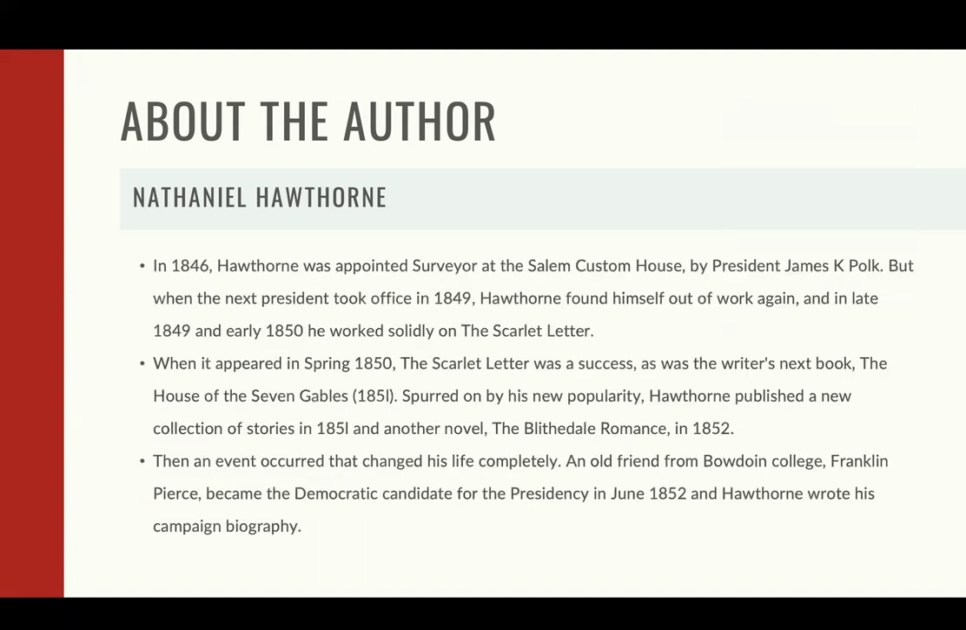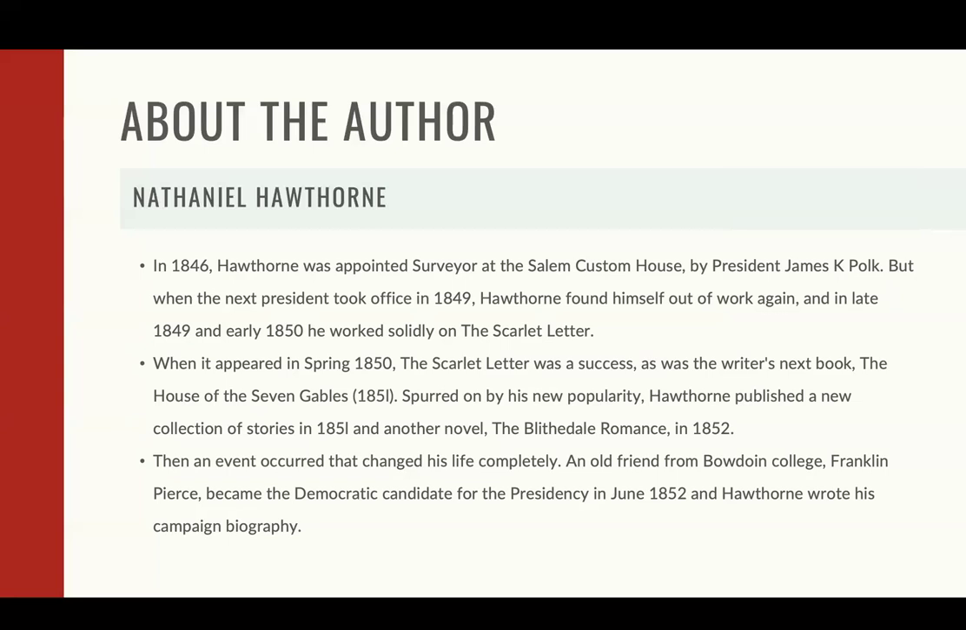In 1846, Hawthorne was appointed as the surveyor at the Salem Customs House by the then president, James K. Polk. But when the next president took office in 1849, he removed Hawthorne from his job. After that, Hawthorne worked even more intensely on The Scarlet Letter, and when it appeared in the spring of 1850, it became an immediate success. So was his next book, The House of Seven Gables, published in 1851. Spurred by his new popularity, Hawthorne published a new collection of short stories in 1851 and another novel, The Blithedale Romance, in 1852.